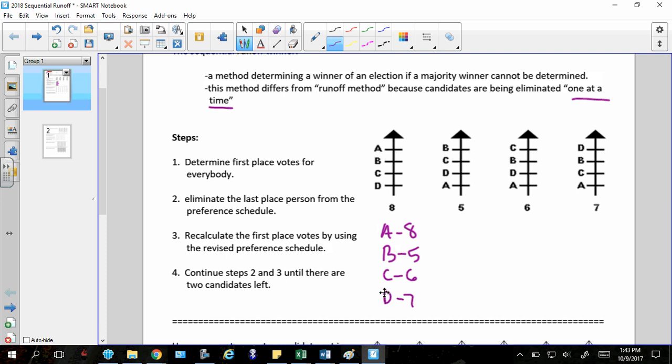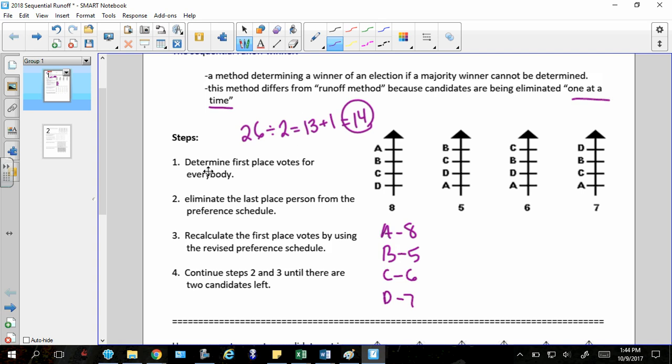Now, remember, this is a runoff, so that means we cannot have a majority winner. If you remember, to determine the majority winner, you add up all of the people that voted, which was 26 people, divide that by 2, that is 13, which is 50% plus 1. So in order to be a majority winner, someone has to win 14 or more. No one's a majority winner, so that means we're going to have to apply the sequential runoff method.